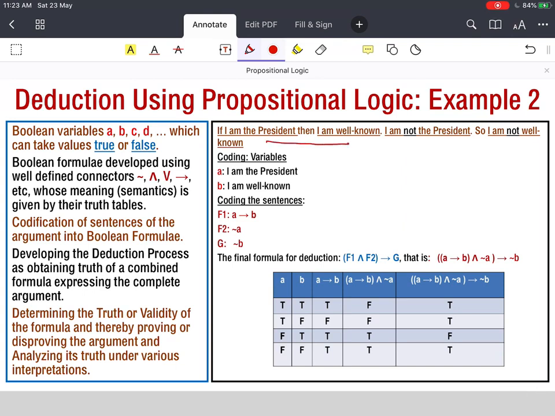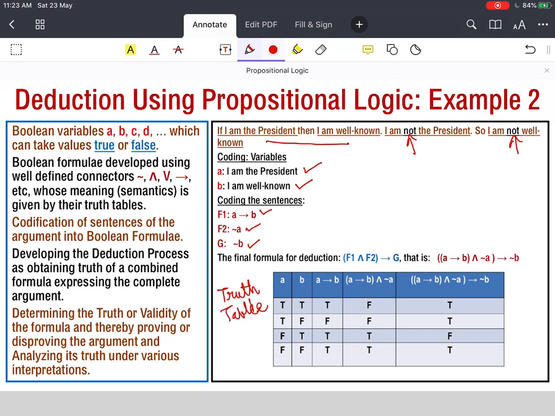Let us look at the second example. The second example had the first sentence the same, but the second was I am not the president. And the question was I am not well known. So we do the same encoding. A is I am the president, B is I am well known. The first statement F1 is A implies B. The second is I am not the president, so it is not A. And the goal is I am not well known, so it is not B.